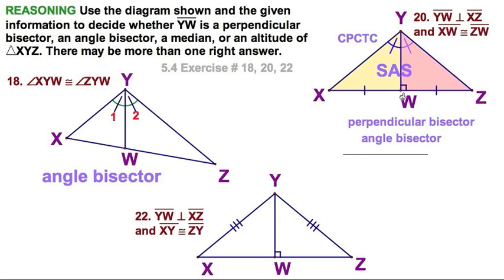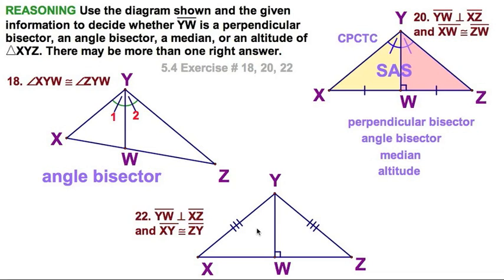Let's keep going. Well, I'm drawing from a vertex to the midpoint of the opposite side. That's the definition of a median. And when I draw from a vertex perpendicular to the opposite side, that is an altitude. 4 for 4 on number 20. Way to go. All right, 22.